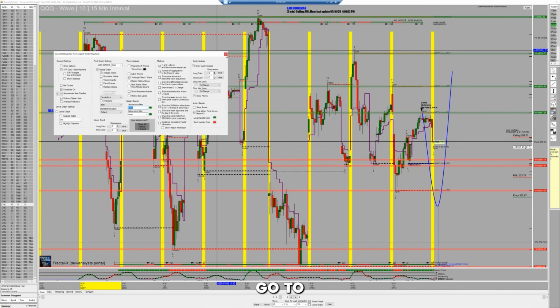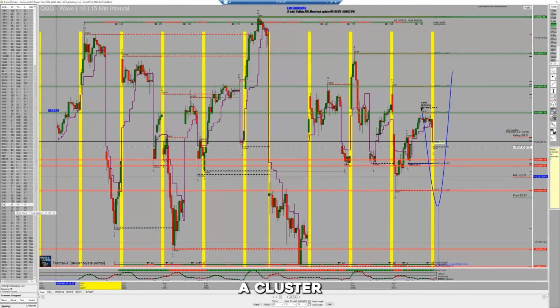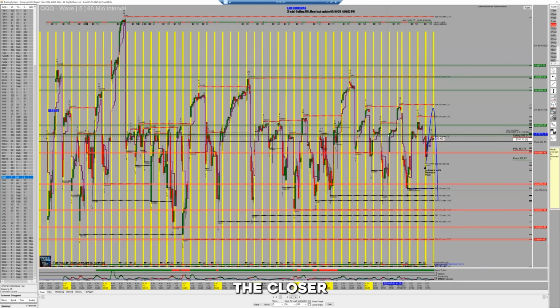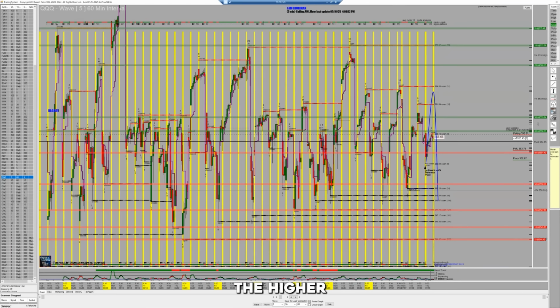Let me just go to any other time frame wherever there's a cluster for me to show you. And we said the thicker the line, the bigger the cluster. The thicker the line, the higher the chance that there's going to be a reversal from it. And you can see right here, this is a cluster, right? Yeah. So that is a probable area for reversal. You can expect reversal from there.